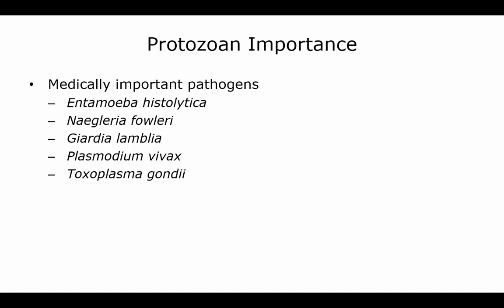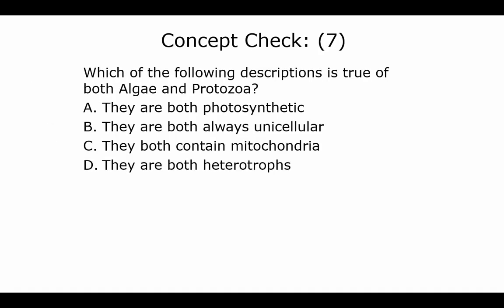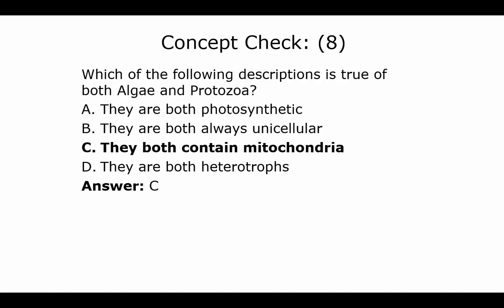For our concept check, which of the following descriptions is true of both algae and protozoa? Are they both photosynthetic? Are they always unicellular? Do they both have mitochondria? Are they both heterotrophs? Think about how they eat, how they get their food. They both have mitochondria because they both have to have energy.